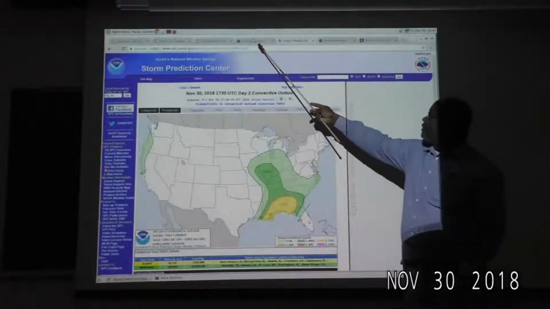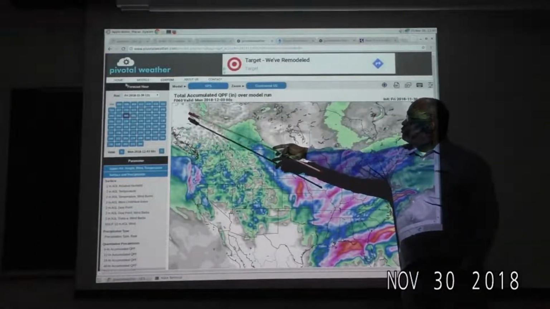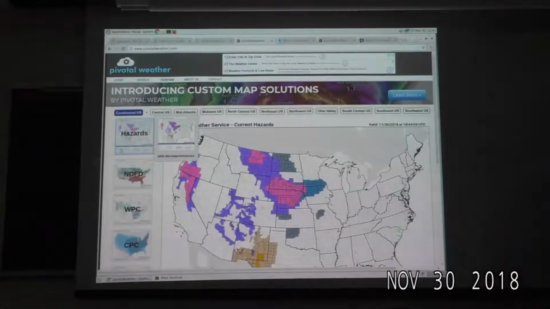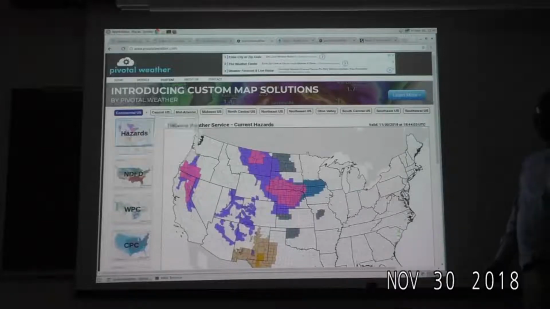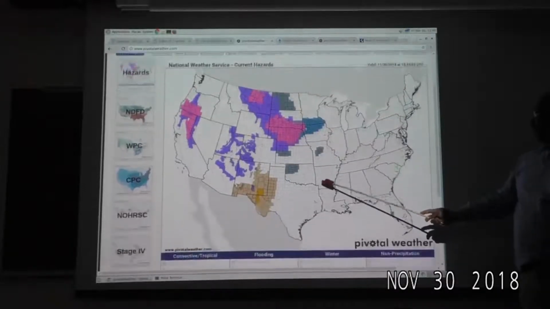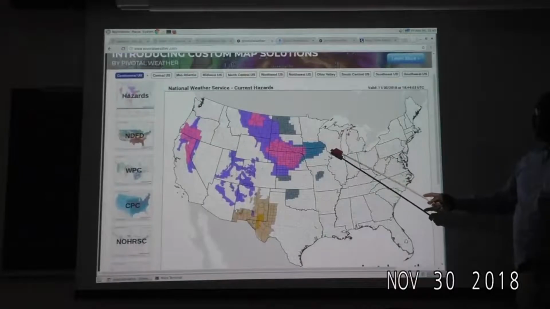We go to Pivotal and click on Home. It gives us an idea of where the watches are. It looks like there are no current watches. The ones out last night, we can't go back on that, but here are just a couple of the hazards that are coming up for the next 24-hour period.